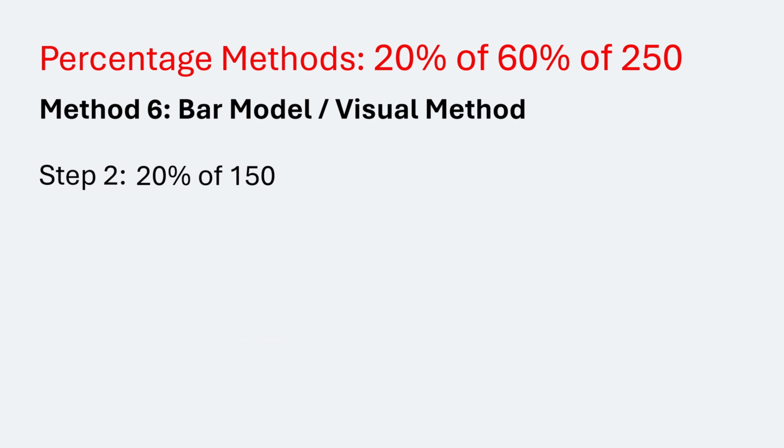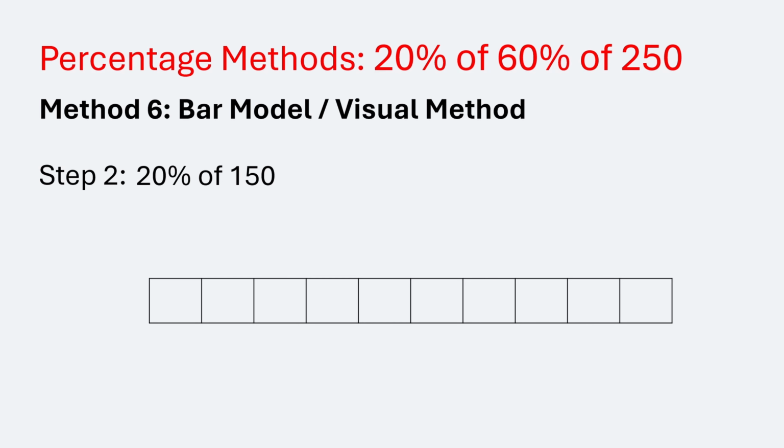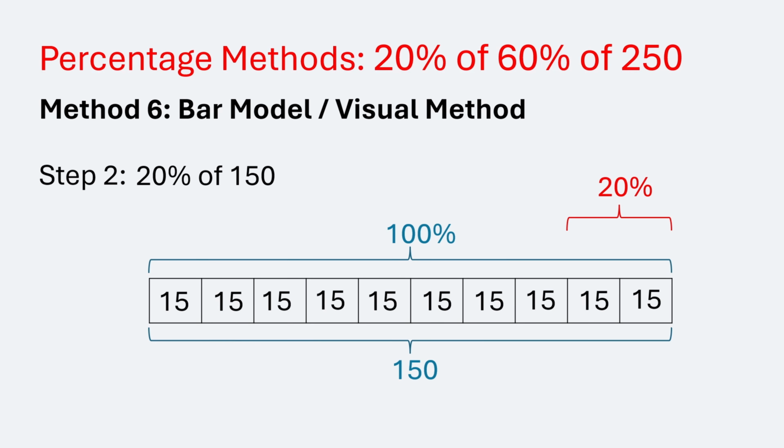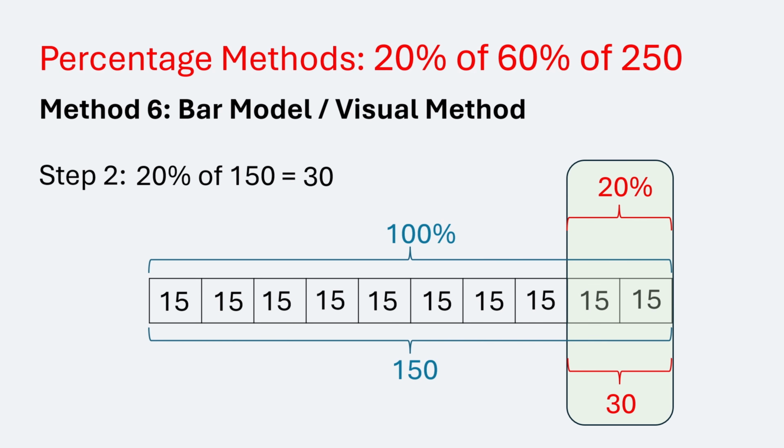Step 2. Now we need to find 20% of 150. Again, we use a bar divided into 10 segments. The bar represents 150. So each segment is worth 15. Each segment represents 10%. So 2 segments represent 20%. 2 segments of 15 each give 30. So 20% of 150 is 30.